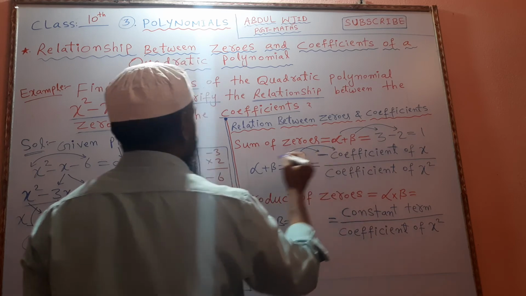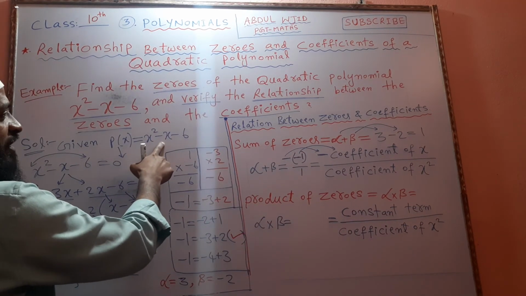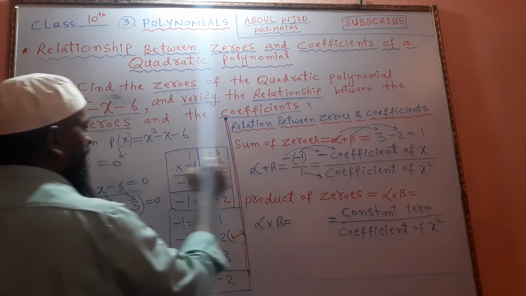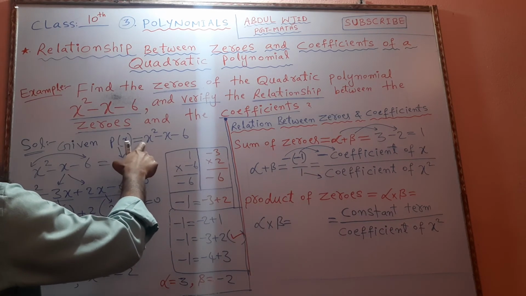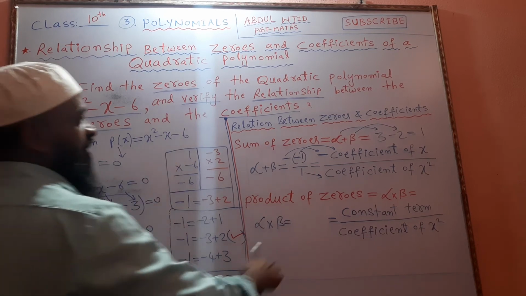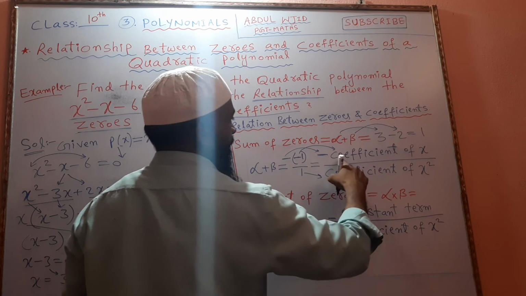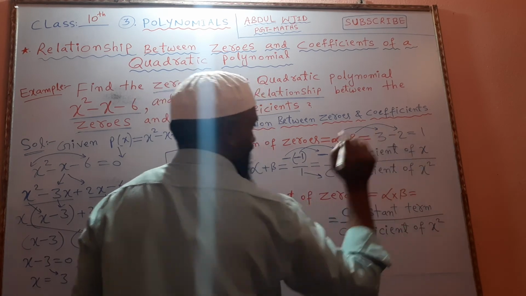Minus 1 is what? Minus 1 is the coefficient of x. By 1 is what? Coefficient of x square. The x square coefficient is 1, the x coefficient is minus 1. So this is the relation: alpha plus beta equal to minus coefficient of x by coefficient of x square.